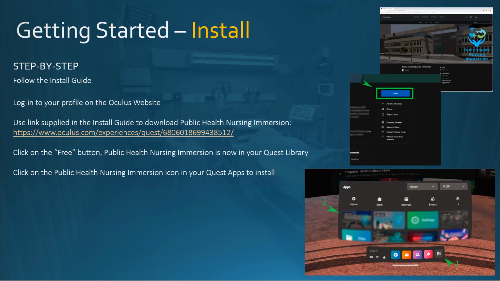So how to install. So you've logged into Clinic Immersives, you're in your class, and now you're using the install guide, and you're going to follow the install guide, and you're going to use this link that's here on the page, and it's going to open up this page in the upper right hand corner, and it says Public Health Nursing Immersion. It's going to tell you the details about it. It has one thing that you can do, a blue button that says free. Click on that blue button, which is highlighted here in green in the middle graphic, and then that's going to put that in your Quest library in the Oculus Cloud.